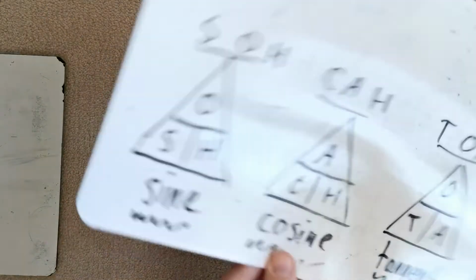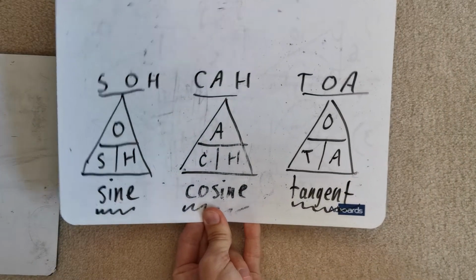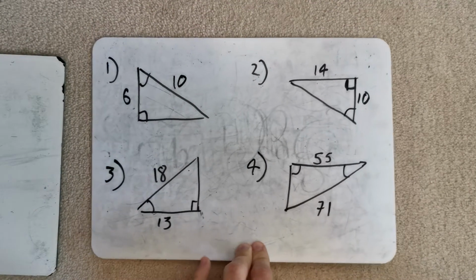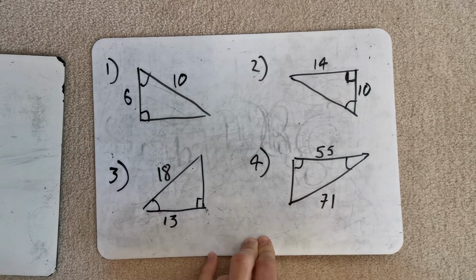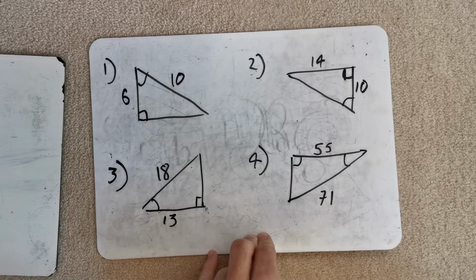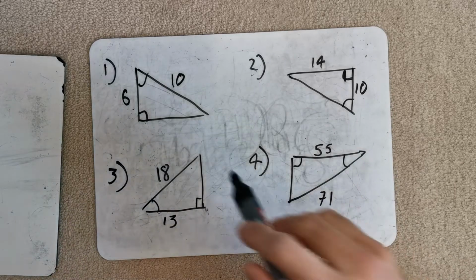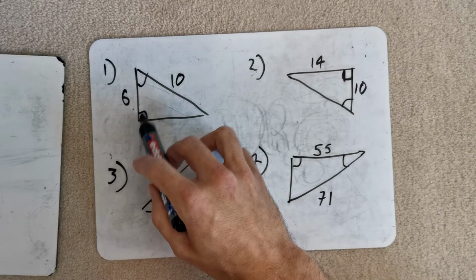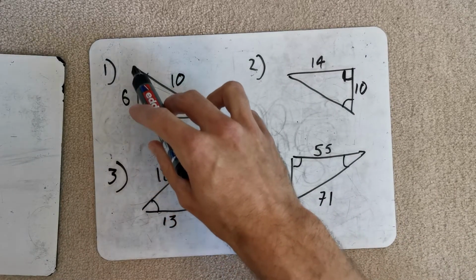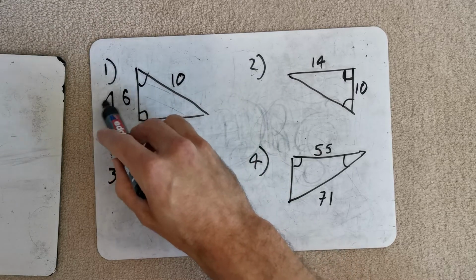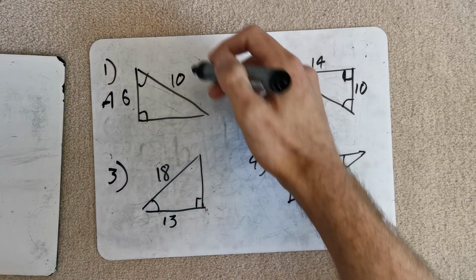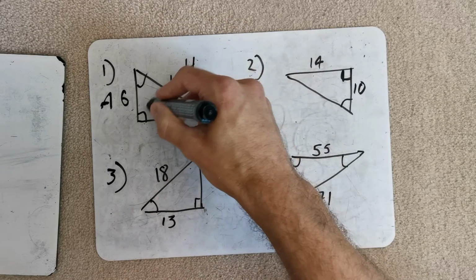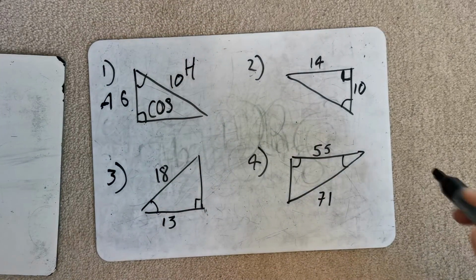Okay, so I've put them on the back of this one. Which ones are you going to need? Okay. Hopefully you've done it by now. So here's the answers. There's the right angle. There's the angle. What's next to both of them? It's this one. That's the A. And this is the longest side, the H. So for this one, we're going to be using cos.